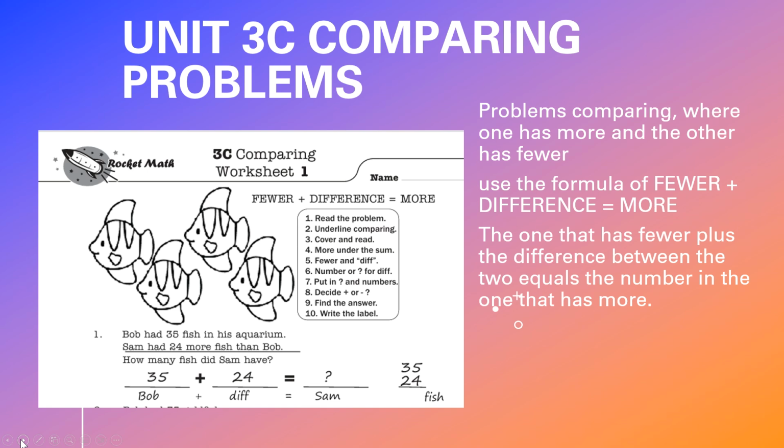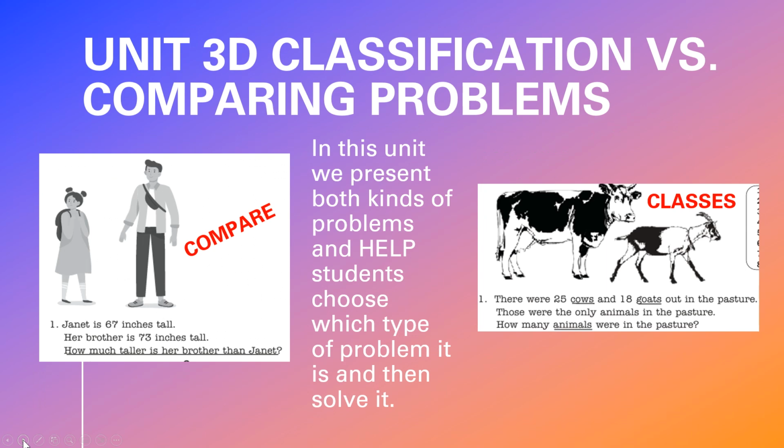Once the problem is understood and correctly laid out, the final steps are always the same. Finally, in the last 3 steps, they solve for the unknown variable. Unit 3D, we present both comparing and classification problems intermixed. We help students to underline either the classes or the comparing sentence. Once they've identified the problem type, they follow the steps they learned in the past 2 units to solve the problem.